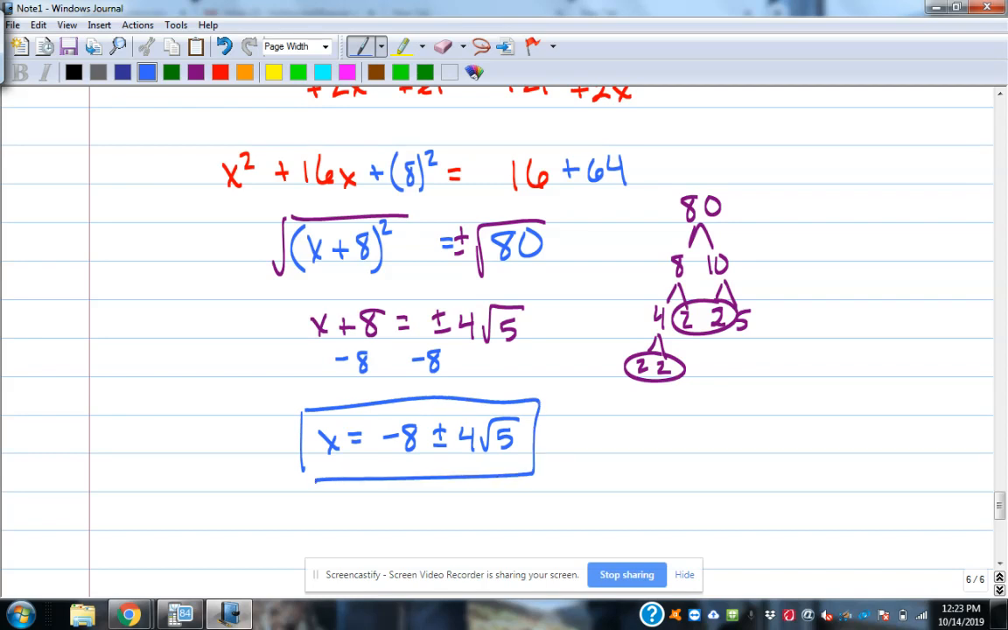Remember, the only time you need to split it into two and get two separate answers is if they're just regular numbers. We had a square root left in there, so we know we can write our answer that way. Let's look at one more problem.